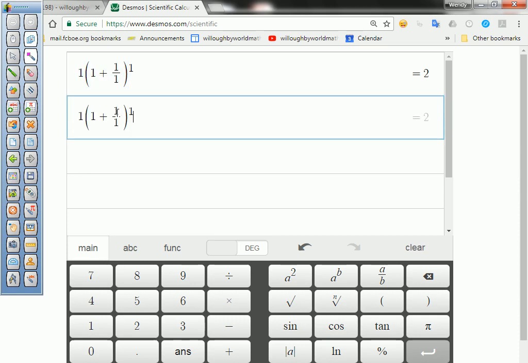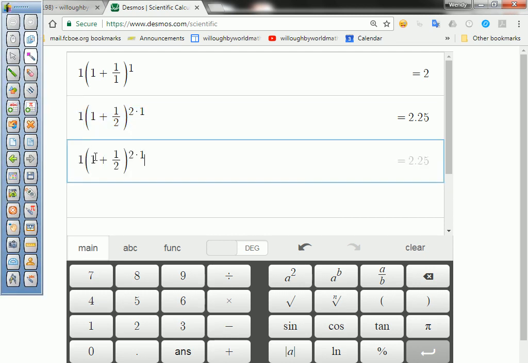All right, so semi-annually is going to change the denominator to a 2. And throw a 2 in here. And so let's see how that changes. For semi-annually, we get 2.25. Okay, our next one is quarterly, so how's that going to change? Quarterly changes the 2's to 4's.